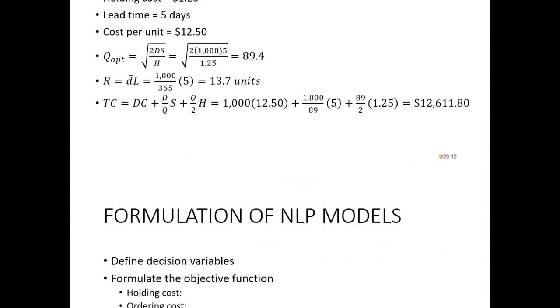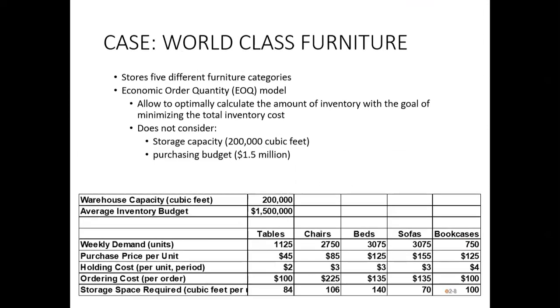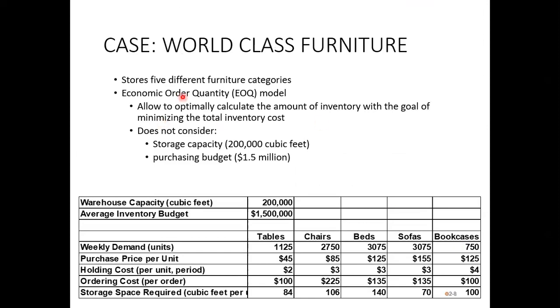So let's come back to our problem, and here we are using the EOQ model, that is the fixed order quantity Q model. This is the data given. The period for us is weekly, so weekly demand is given, purchase price per unit, that is cost per unit, holding cost per unit, or we call it storage cost, and this is ordering cost, and this is the storage space required in the warehouse.